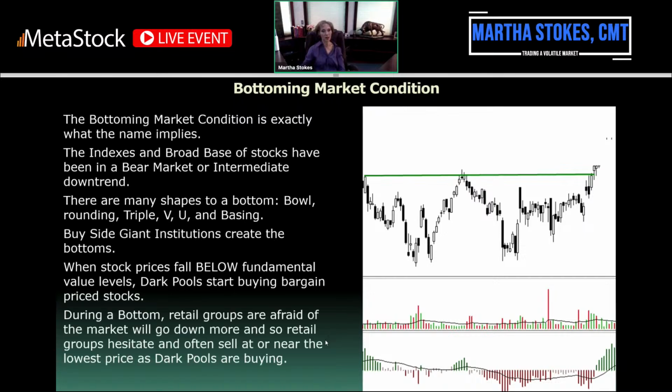Okay. During a bottom, retail groups are afraid of the market or are trying to sell short. It's like, stop. And we'll go down more.